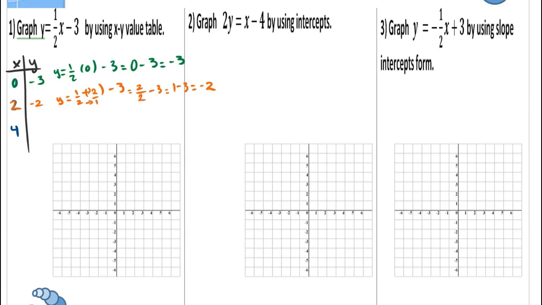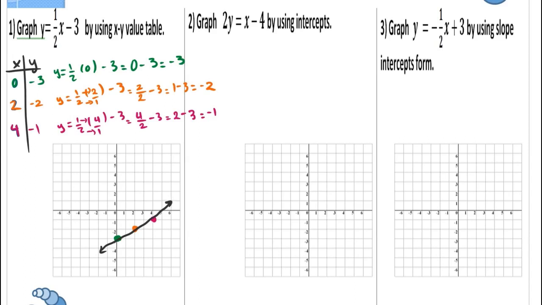Then we plug in 4. So we have y equals 1/2 times 4 minus 3, which is 4 over 1. You multiply straight across. That will give you 4 over 2 minus 3. That would be 2 minus 3. That would be negative 1. Alright, our first point, (0, -3), down here. (2, -2) over here, and (4, -1) over 4, down 1. Then we draw the line through those 3 points. And that's it for problem 1.